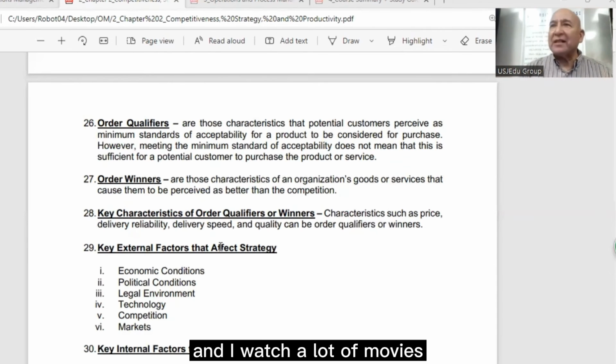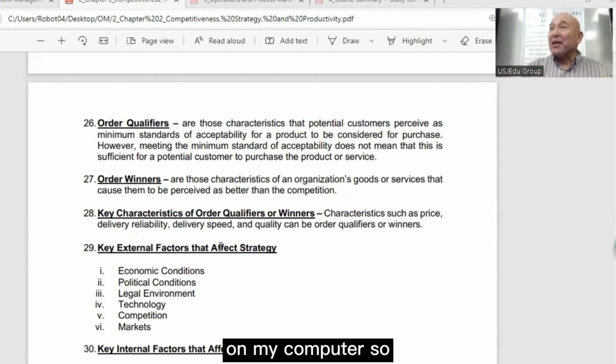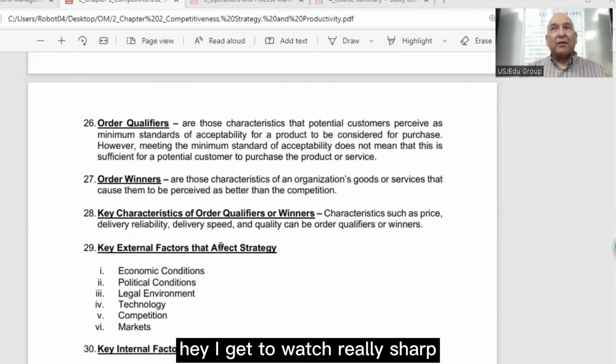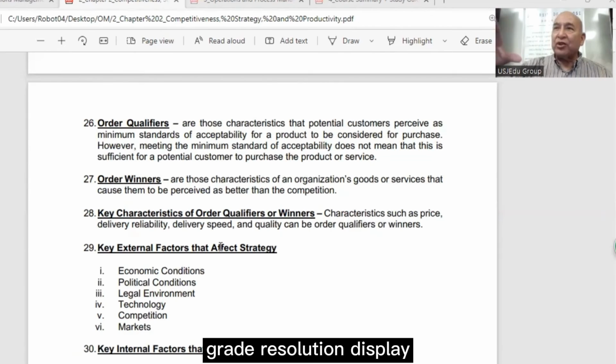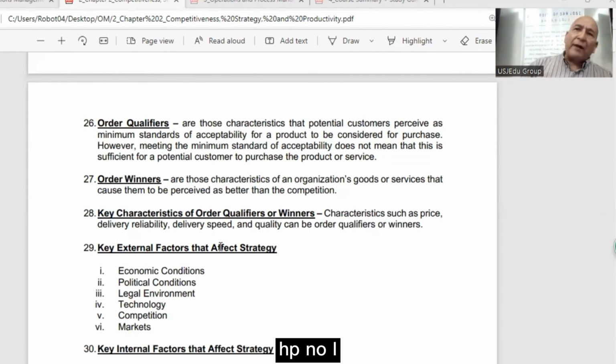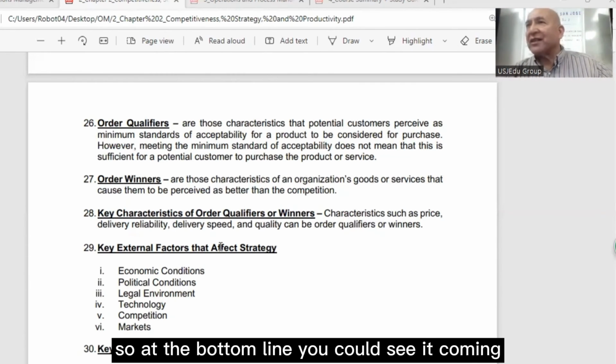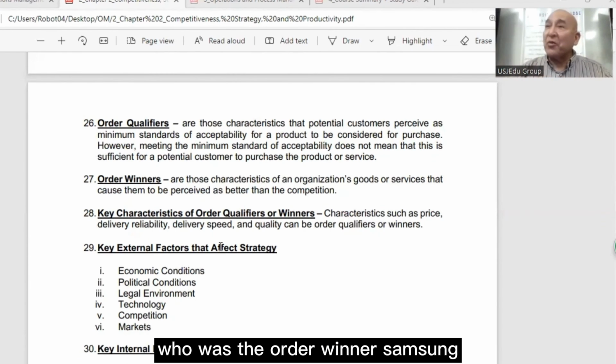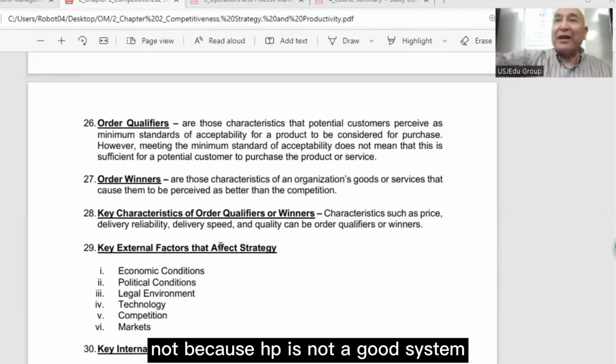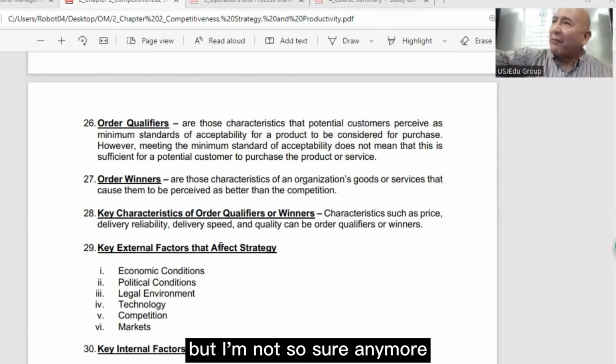And I watch a lot of movies on my computer. So that has an image. Hey, I get to watch really sharp, really cool movies on a very high grade resolution display. HP, no, they're very respectable, but they didn't have this next thing. So the bottom line, you could see it coming. Who was the order winner? Samsung. Not because HP is not a good system, but I'm not so sure anymore.